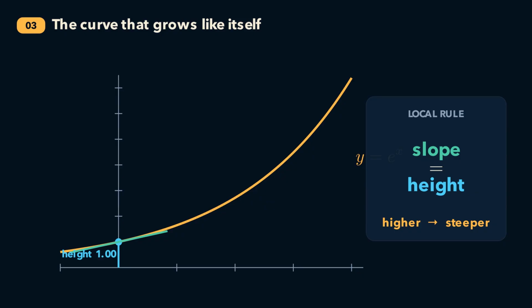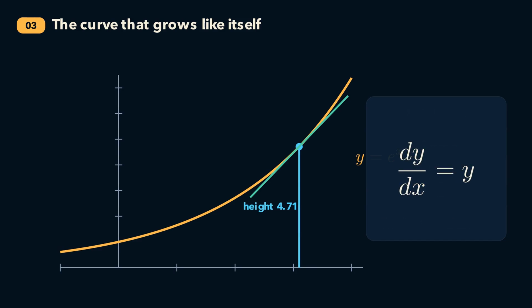Start at height 1. Near the beginning, the slope is 1. A little later, the curve is higher, so the slope must be steeper. Higher again means steeper again. This feedback creates the exponential curve y equals e to the x. At x equals 0, its height is 1. At x equals 1, its height is e.